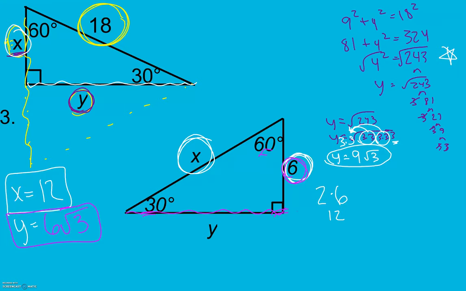Again, if we wanted to, we could do this the long way. 6, 12, and y. So a, b, and c. But if we don't have to, we might as well work smarter instead of harder. So 30, 60, 90 to find our long leg, our short leg times the square root of 3. To find our hypotenuse, 2 times our shorter leg.